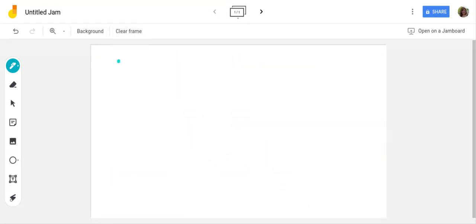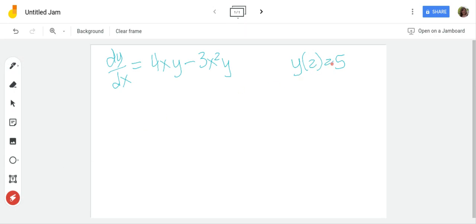So the only thing different would be if I was given a problem such as this. Let's say it's dy/dx equals 4xy minus 3x squared y, and then they also told me y of 2 is 5. So y of 2 is 5. That just means once I solve the problem, I want to get rid of c by using this. This is called an initial condition, and your initial condition is information that you'll use at the end to solve for c.